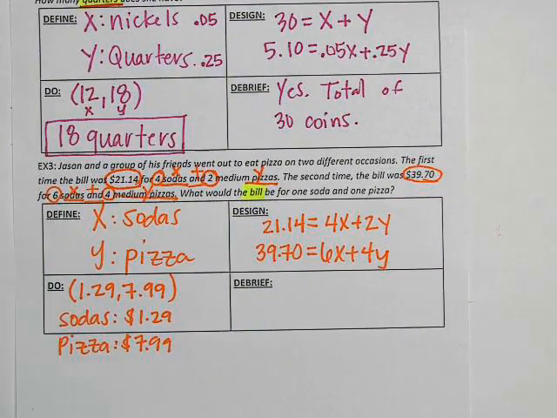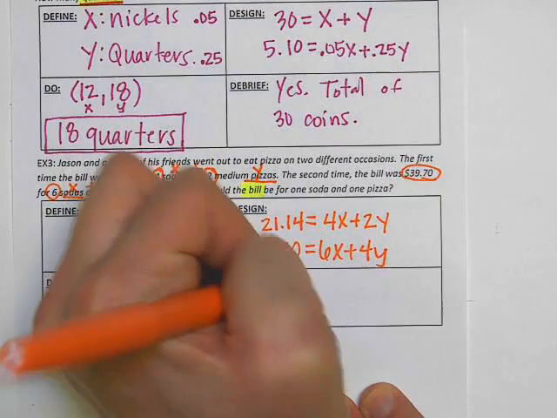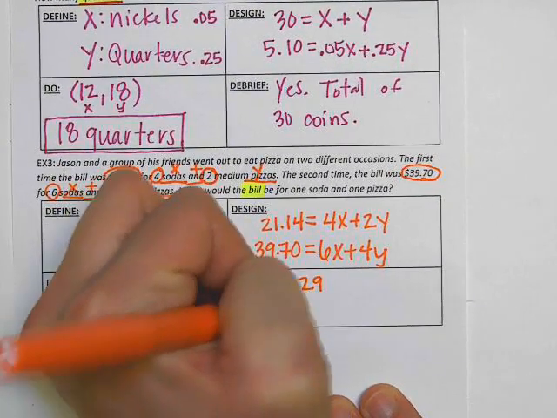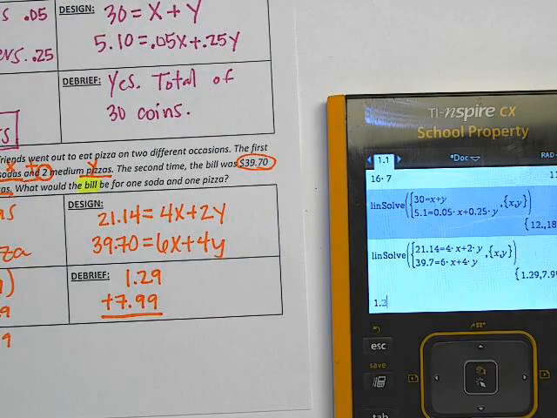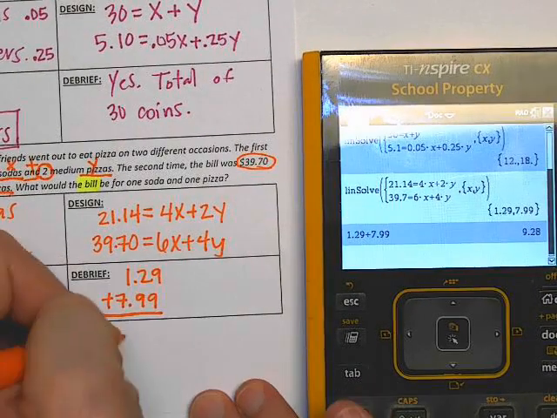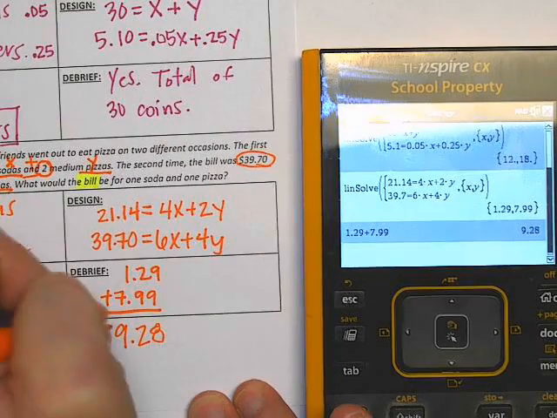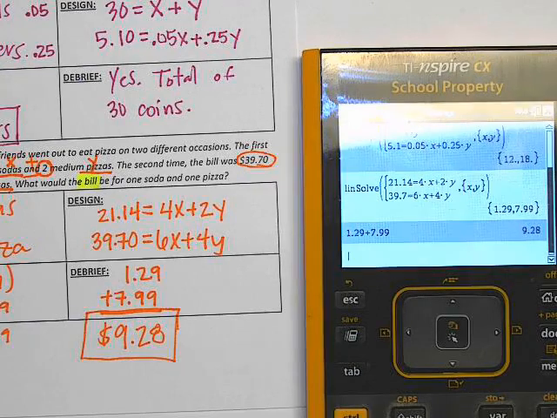Okay, when you get bill, what does that mean? We need to add them. We gotta add everything that we bought so we know how much we have to pay. So it wants to know what would the bill be for 1 soda and 1 pizza. So what do I do? Add them. 1.29 plus $7.99. So I plug that in my calculator. And I get $9.28 would be my bill for 1 soda and 1 pizza.